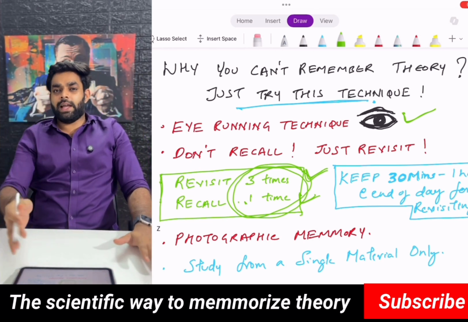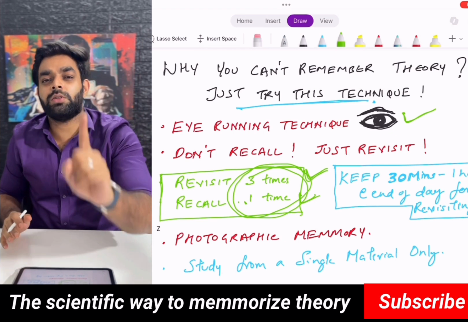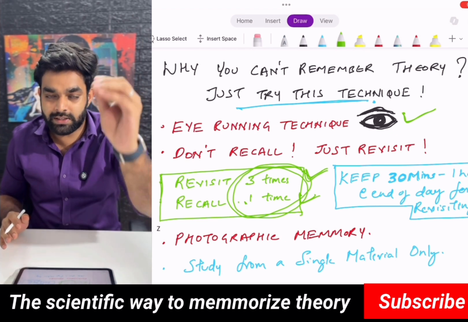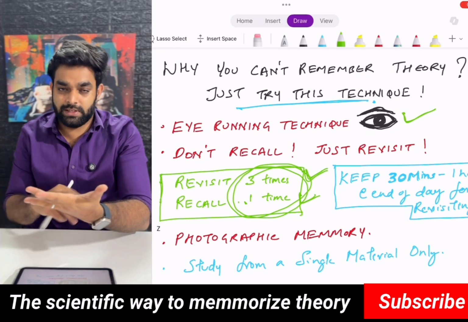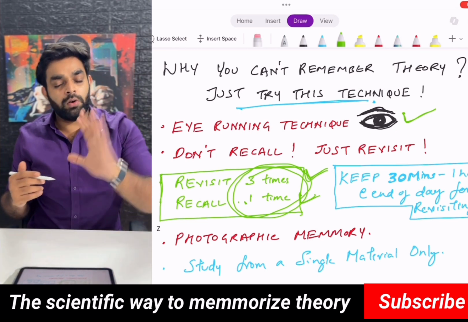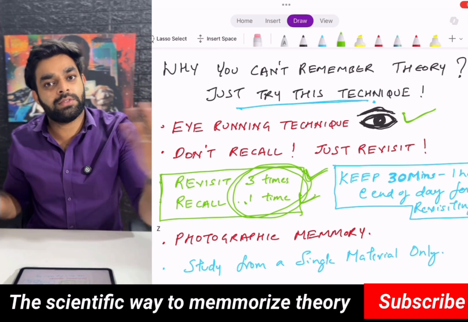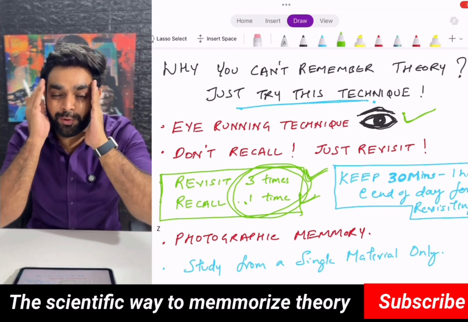So this is the technique, and I guarantee you that this will work. Just try this for 1 week. Take 1 or 2 chapters which you hate in auditing. If you have studied that chapter, just spend like 30 minutes a day to revisit it. Revisit those 2 chapters every single day. And don't try to recall. Just do it for 3 days, and on the 4th day you try to recall, you'll get it. You'll get it because that is what we call the photographic memory.